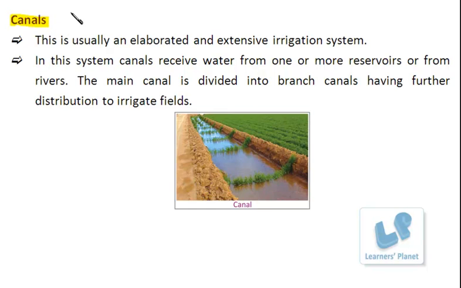Well, the next source is the canals. So canals, they are actually the elaborated or the extensive irrigation system. Basically, what happens in this? The main river or the main reservoir of water is there, and from that the water is actually supplied to the field through the small, I can say, branches. Basically, you see what happens, the main river is there. From that, the normal narrow canals are artificially prepared, right, and they are supplied to the fields.